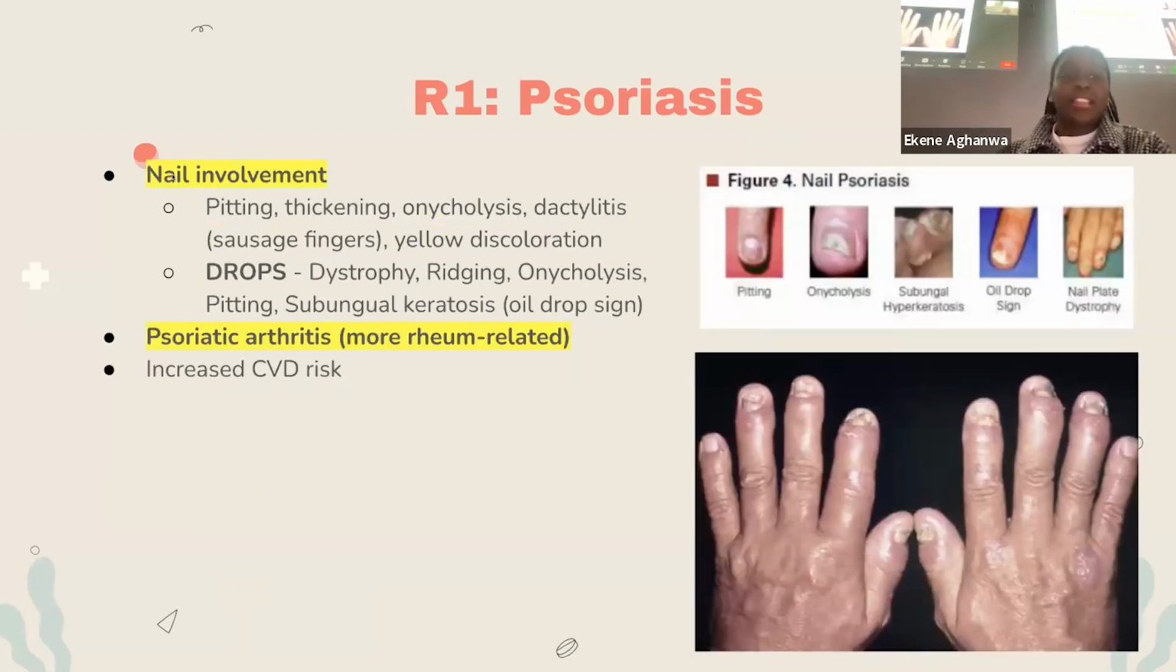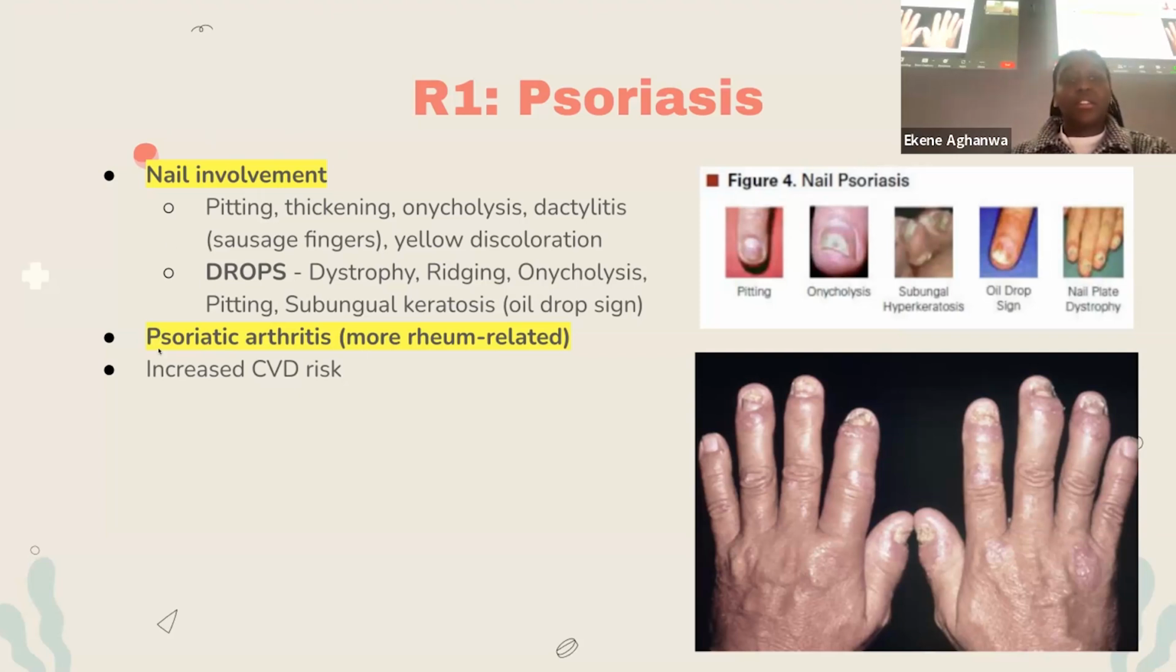Okay, so this links to the question we had before. In psoriasis, you can get nail involvement. What happens is you can get pitting of the nails, and onycholysis, which I'm pretty sure is where the top part of your nail is peeling off. You can also get something called dactylitis, which is where the fingers look like sausages, very thick. So definitely remember that there's nail involvement in psoriasis, because I like to ask that sometimes.